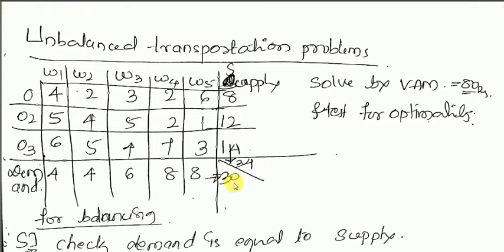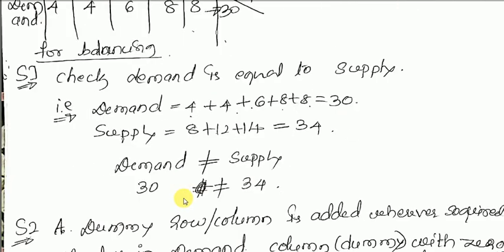It is 30. To make it balanced, one more column we have to add, that is called a dummy column, with 0 elements. Then what is the difference? 34 minus 30 is 4. 4 is the difference, that 4 is added. Now I will explain with that.